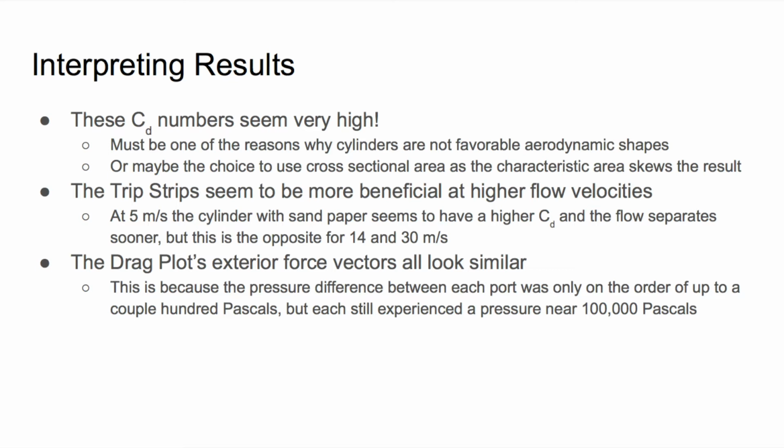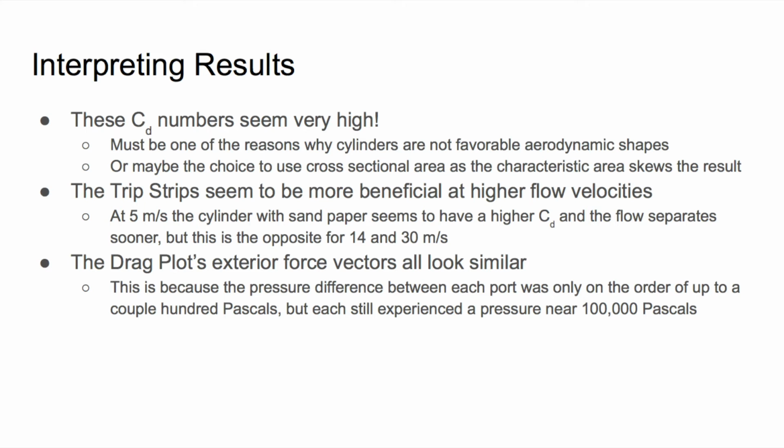If you remember, at the slow flow of 5 meters per second, the cylinder with the trip strip had a higher drag and coefficient of drag than that without the trip strip, whereas once you moved on to the 14 and 30 meters per second flow, the trip strip seemed to be very beneficial in making the coefficient of pressure versus theta plot more ideal than that without.